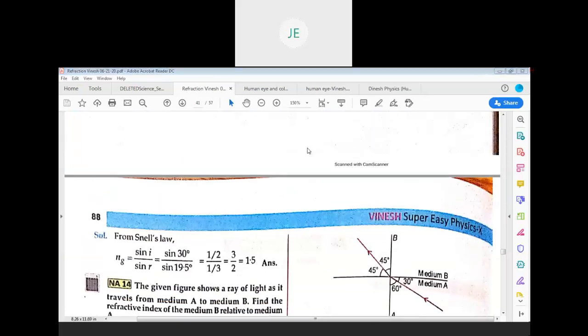Okay, sir. Correct. The diagram is there, na? Oh, that is of 14. 3 by root 2 is coming in my one. Root 3 by root 2 is the answer. Sir, I have got root 3. Next, 15.